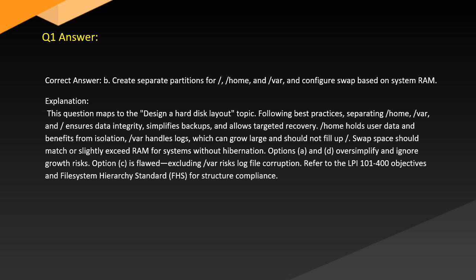Options A and D oversimplify and ignore growth risks. Option C is flawed; excluding var risks log file corruption. Refer to the LPI 101-400 objectives and the File System Hierarchy Standard, FHS, for structure compliance.